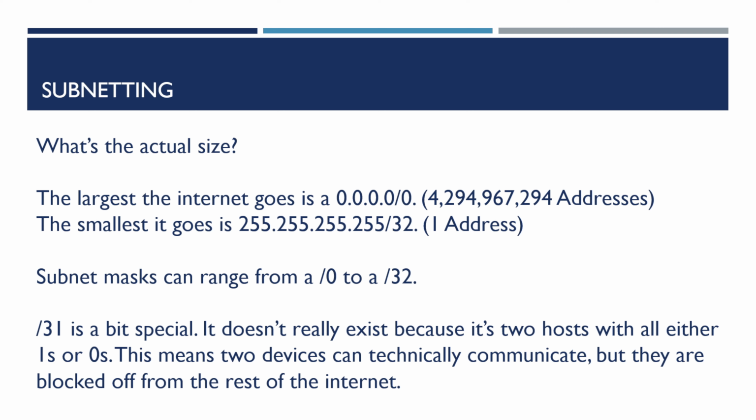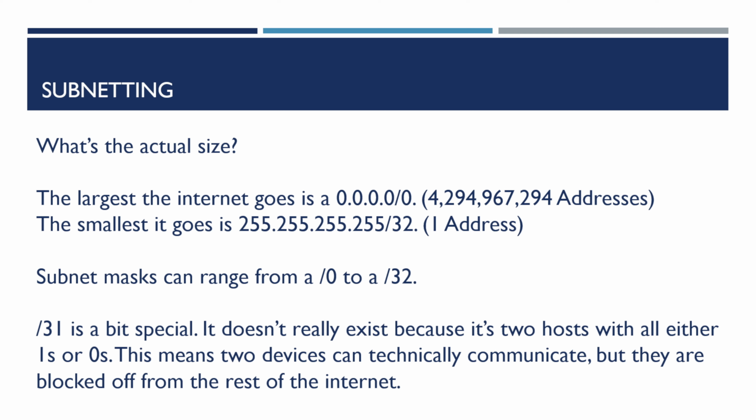Well, out of the math section here, out of the conversion section, we're going to take a look at the actual size of a network. Well, the largest the internet goes is 0.0.0.0/0. That's the entire internet, and that contains 4.3 billion IP addresses. The smallest it goes is 255.255.255.255/32, and it is one address.